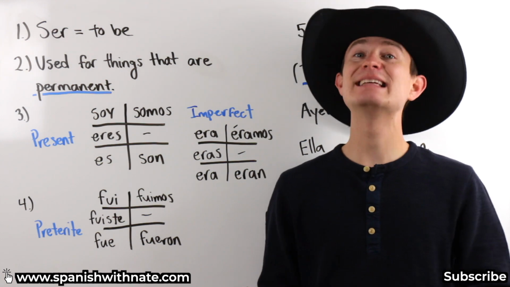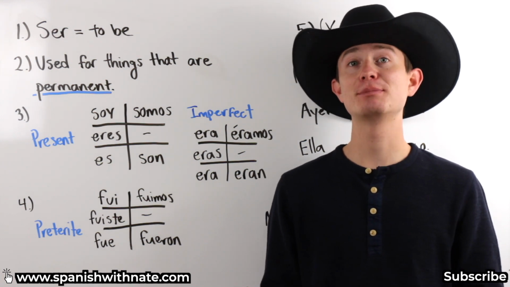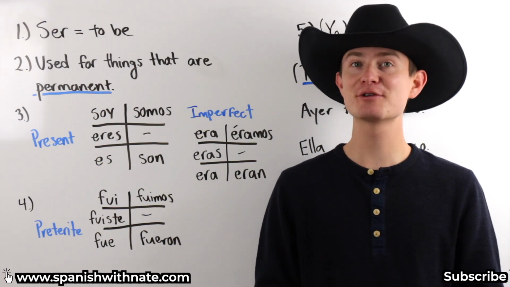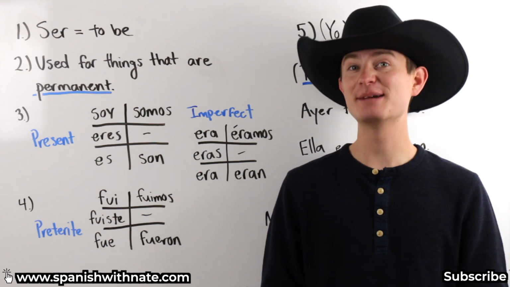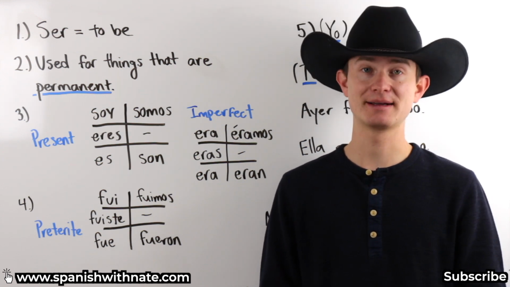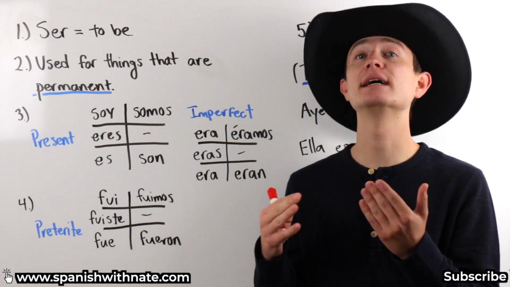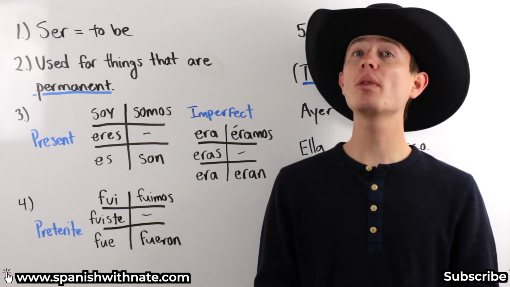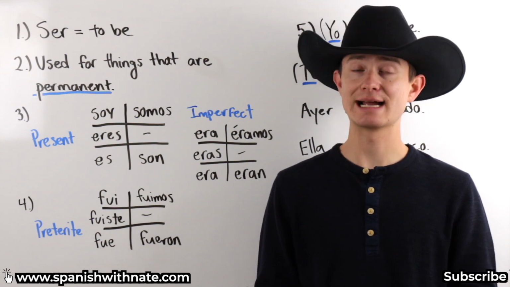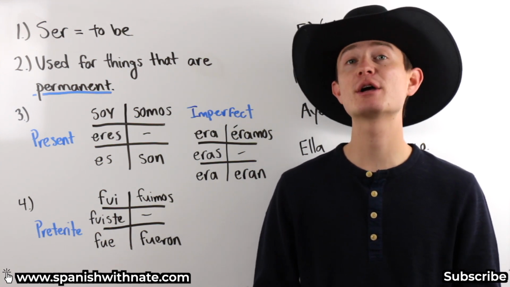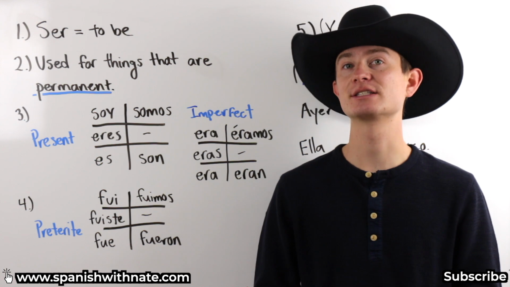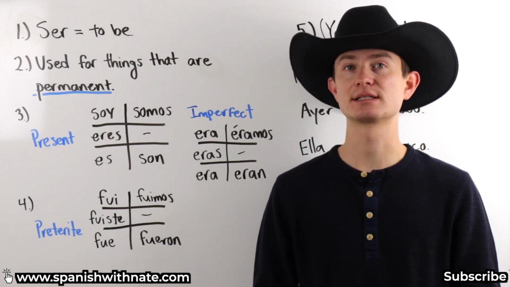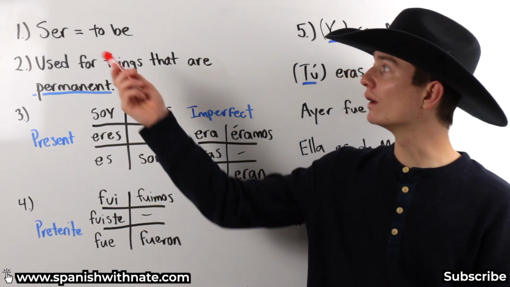Now, today we're going to be talking all about the verb ser. Ser is a very confusing verb in Spanish because we also have another verb that means the same exact thing, and that is ser versus estar. Okay, they both mean to be. In today's lesson, we're only going to be taking a look at ser. If you go to my website, SpanishWithNate.com, you can see I have lessons about ser versus estar.